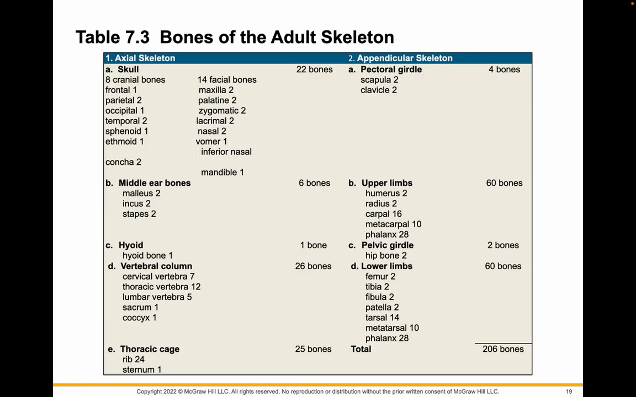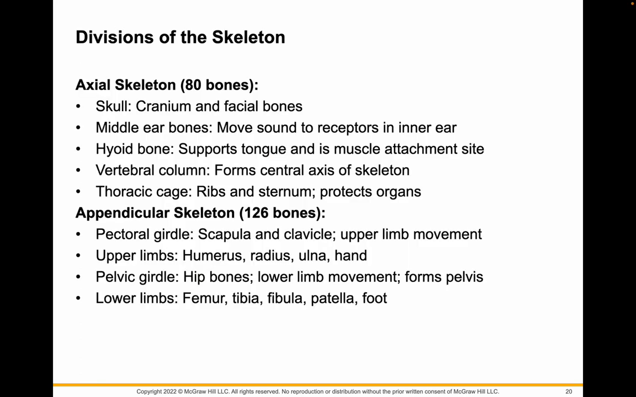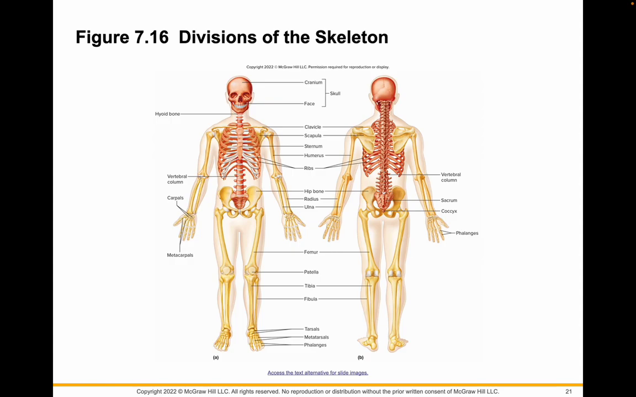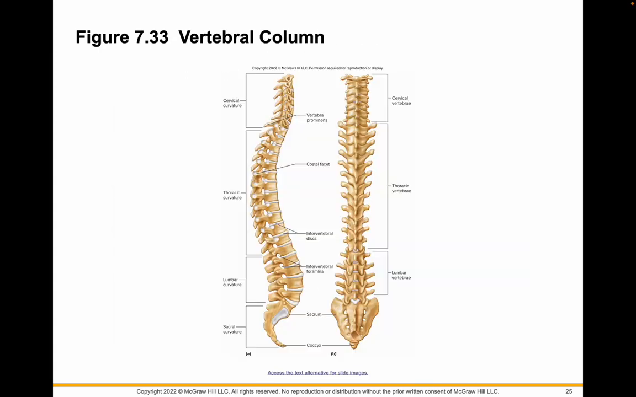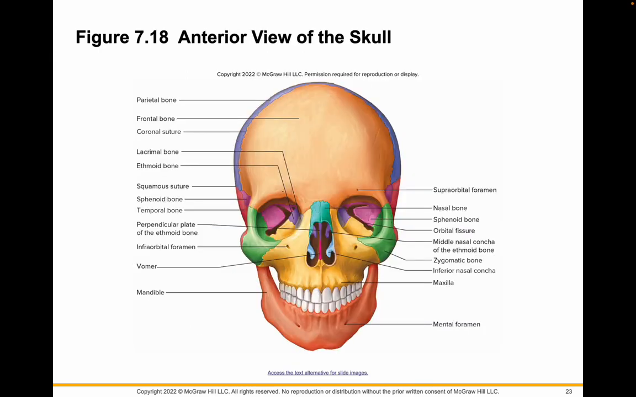so we have the axial skeleton and the appendicular skeleton, and don't need to know like how many of what, but you should know the bones of the skull, the hyoid, the vertebral column, the thoracic cage, the pectoral girdle, upper lower limbs, and pelvic girdle. And so here are major bones of the body: the hyoid, the skull. Of course, you can pause these.